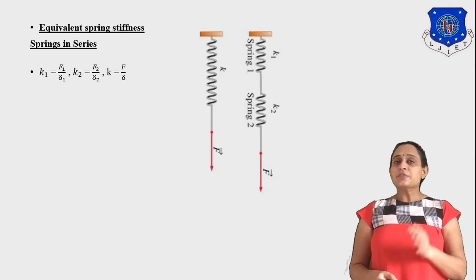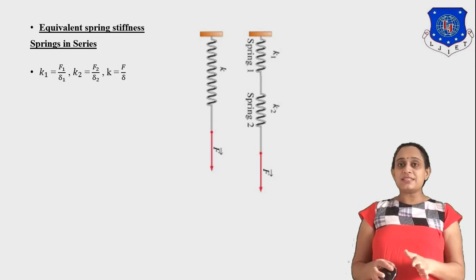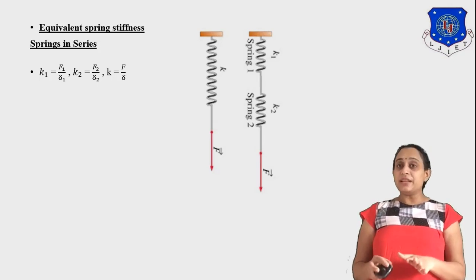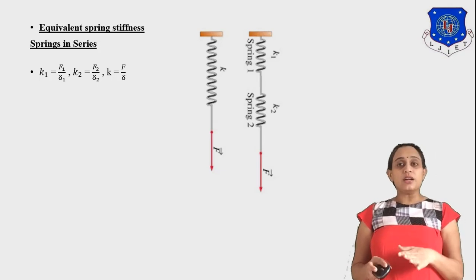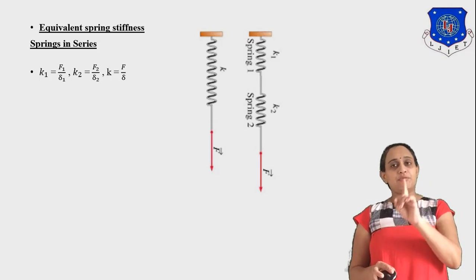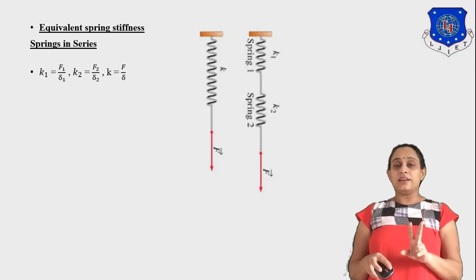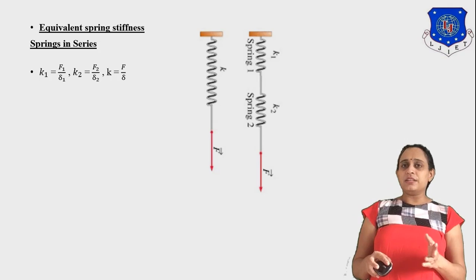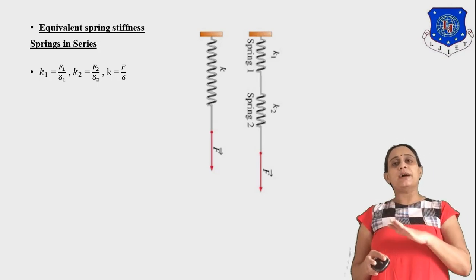So let us first have our equation. As we all know, what is spring stiffness? It is force by deflection. Spring stiffness is force by deflection. It means for the first spring, we consider it as F1 by delta 1. For the second spring, we consider it as F2 by delta 2. For the equivalent one, we consider K equivalent, or K, is equal to F by delta.